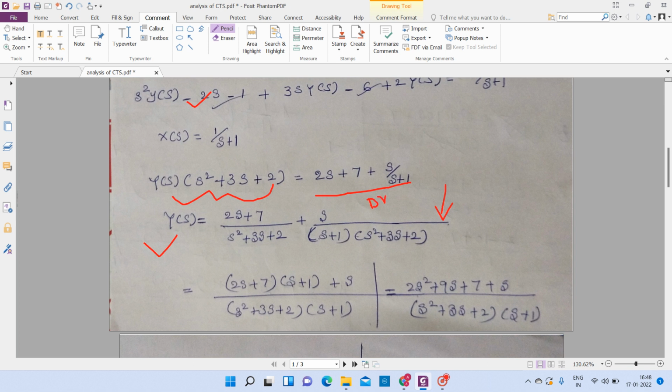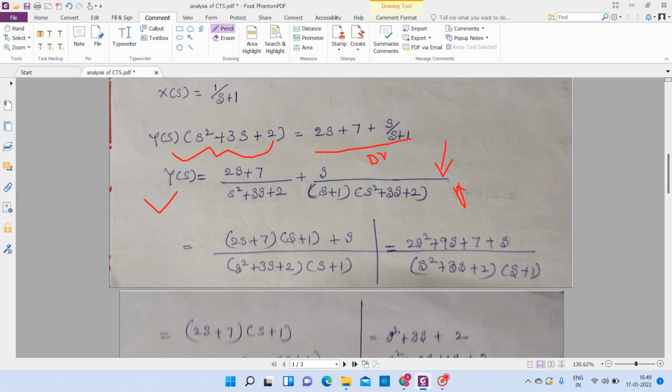Okay. So after modifying this equation, the final equation looks like this. Then I have to take this one, s square plus 3s plus 2, right? So for this one I have to find out the roots for this second order polynomial equation.